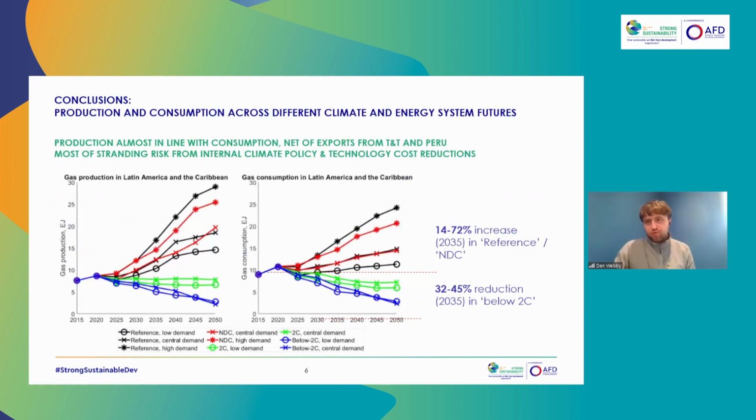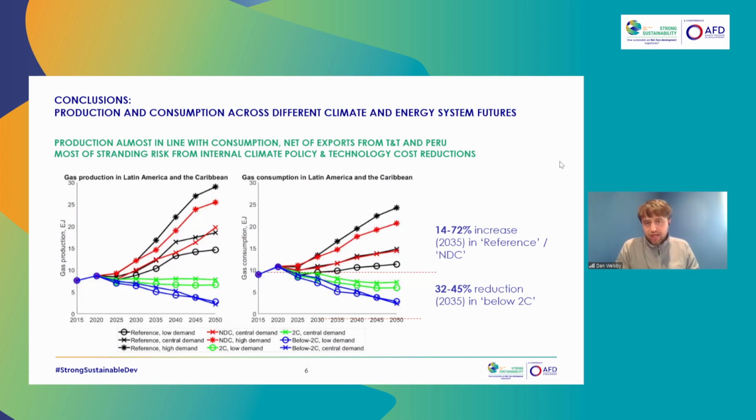So I'm going to run through some of the results. The first results that we looked at were from our global energy system model, from TAM-UCL. And we explored four main scenarios looking at different climate futures. We looked at a reference scenario, which essentially is business as usual with no climate policies within the model. And those are the black lines in the two figures on this slide.